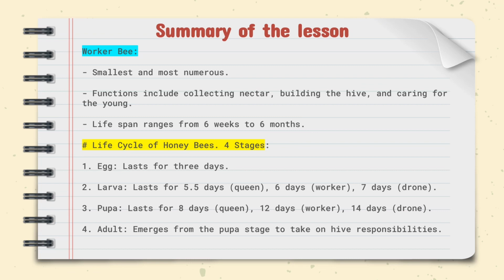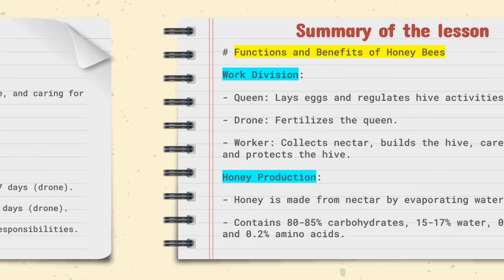Life cycle of honeybees, 4 stages. 1. Egg lasts for 3 days. 2. Larva lasts for 5.5 days, queen, 6 days, worker, 7 days, drone. 3. Pupa lasts for 8 days, queen, 12 days, worker, 14 days, drone. 4. Adult emerges from the pupa stage to take on hive responsibilities.